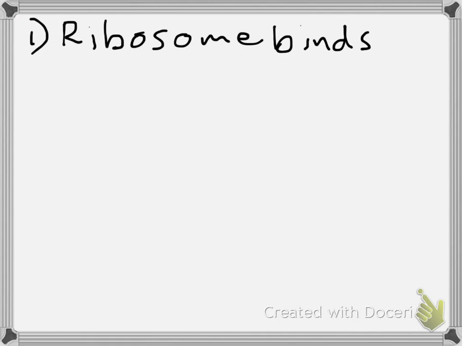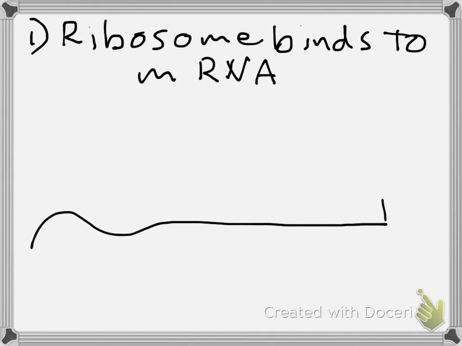Now for the description of the steps in translation. First step, the ribosome binds to the mRNA. Now, if you remember, the ribosome is the cell structure that makes proteins. We're going to actually describe how the ribosome makes proteins here. So we have the mRNA here that came out of the nucleus and is floating in the cytoplasm. And what happens is that it binds to a ribosome.